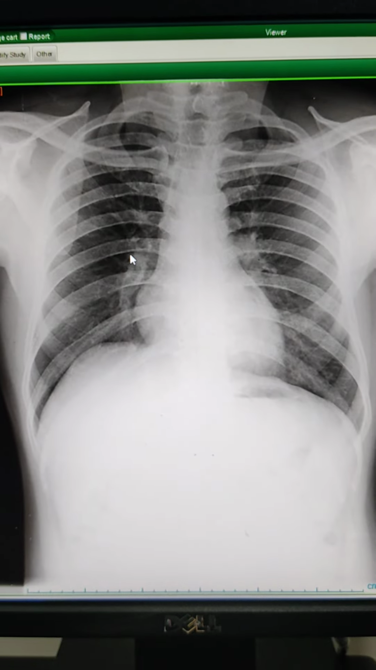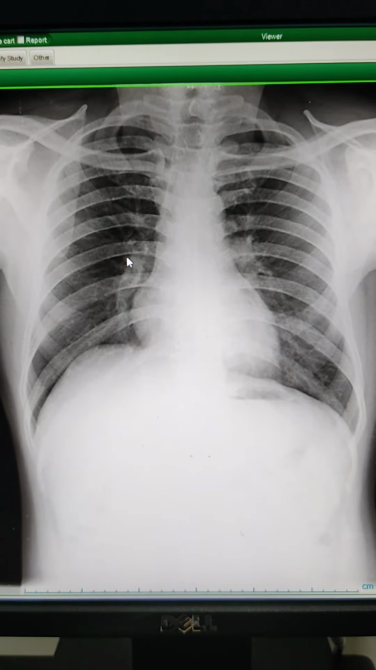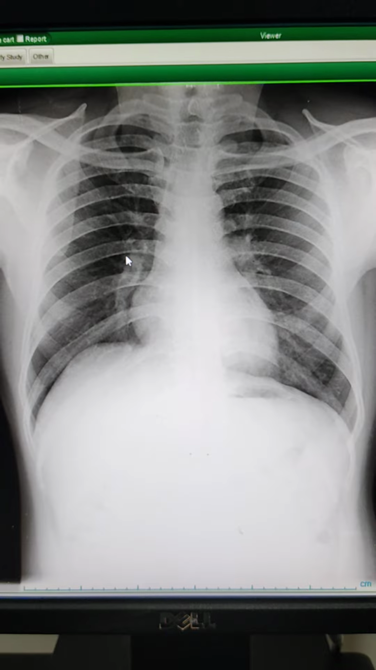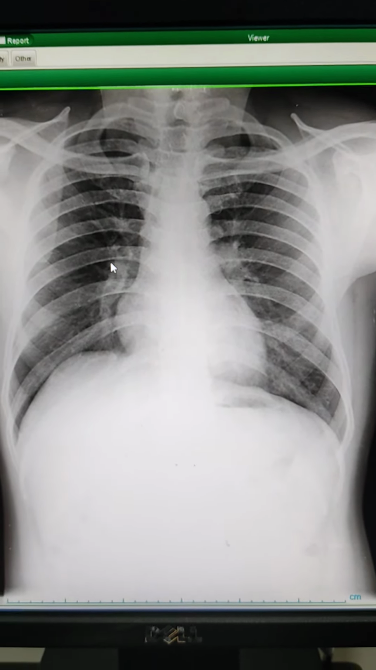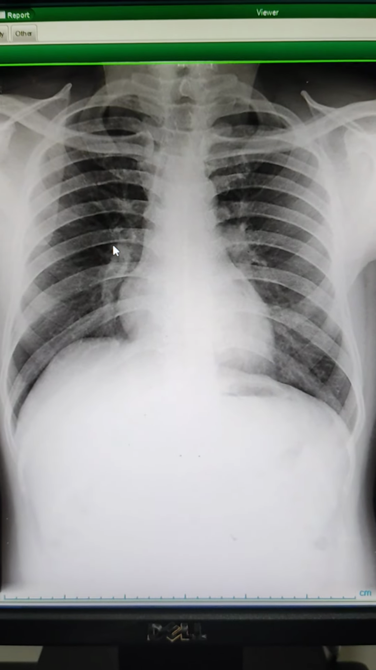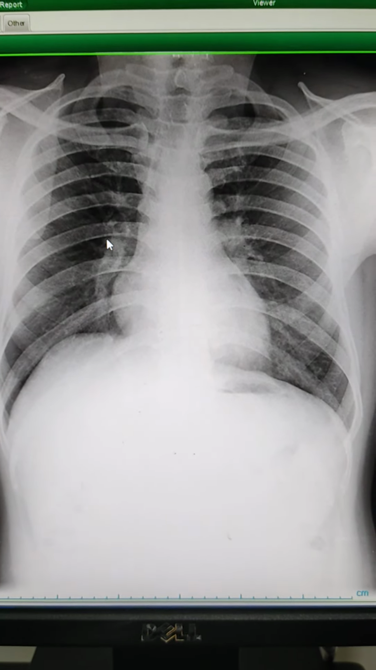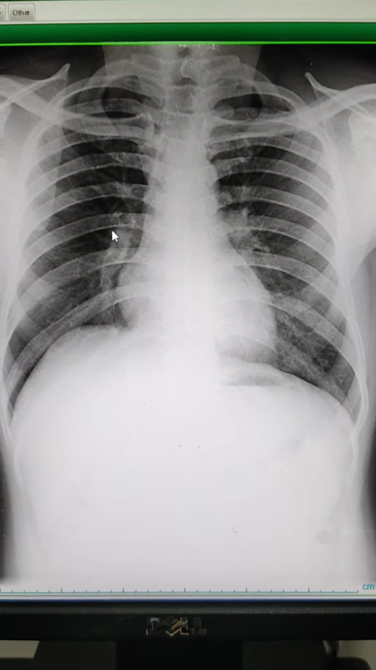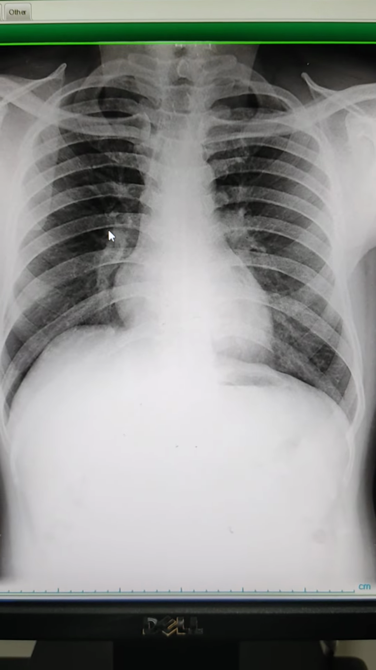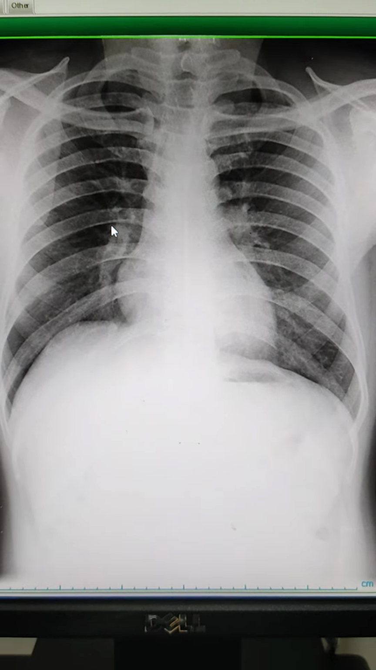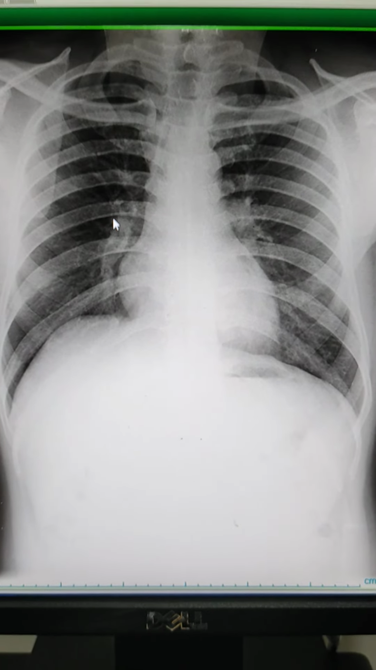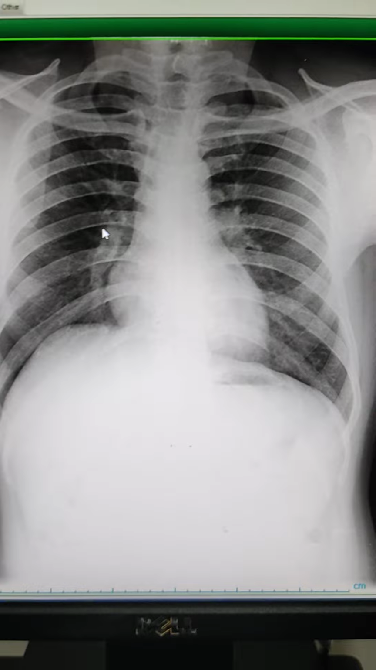Hi friends, in this video we will talk about how to read a normal chest x-ray. This video is mainly aimed towards MBBS students. This is a basic level video because no one can tell how to read a chest x-ray in 1 or 2 minutes, as it requires a very good discussion. So we cannot just tell in 2 minutes.